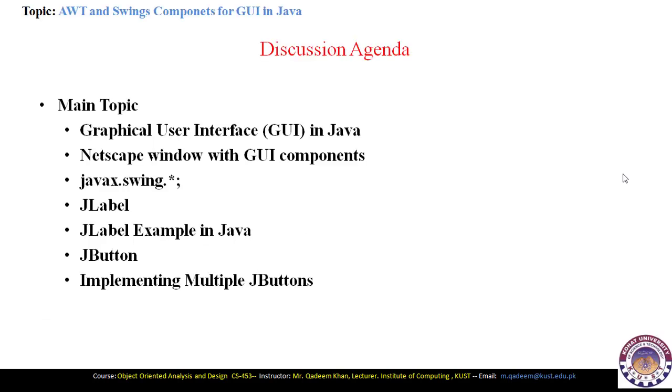It contains the topics of the graphical user interface, that is the GUI in Java, windows with the GUI components, javax.swing, which is a library used to develop the GUI, and JLabel controls. Then we will see Java examples of the JLabel controls. Then we will explain the JButton controls, and then we have the topic of implementing multiple JButton controls in Java.